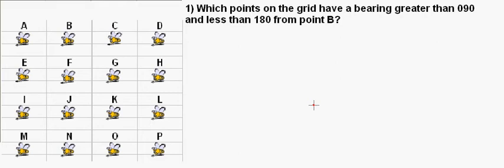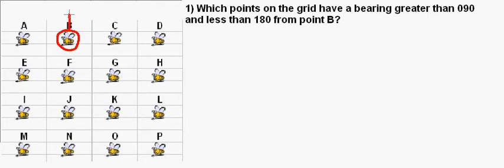Number 1, which points on the grid have a bearing greater than 090 and less than 180 from point B? Well, here is point B. No pun intended. There's point B. Okay. Bearings are always taken from the point that's given.